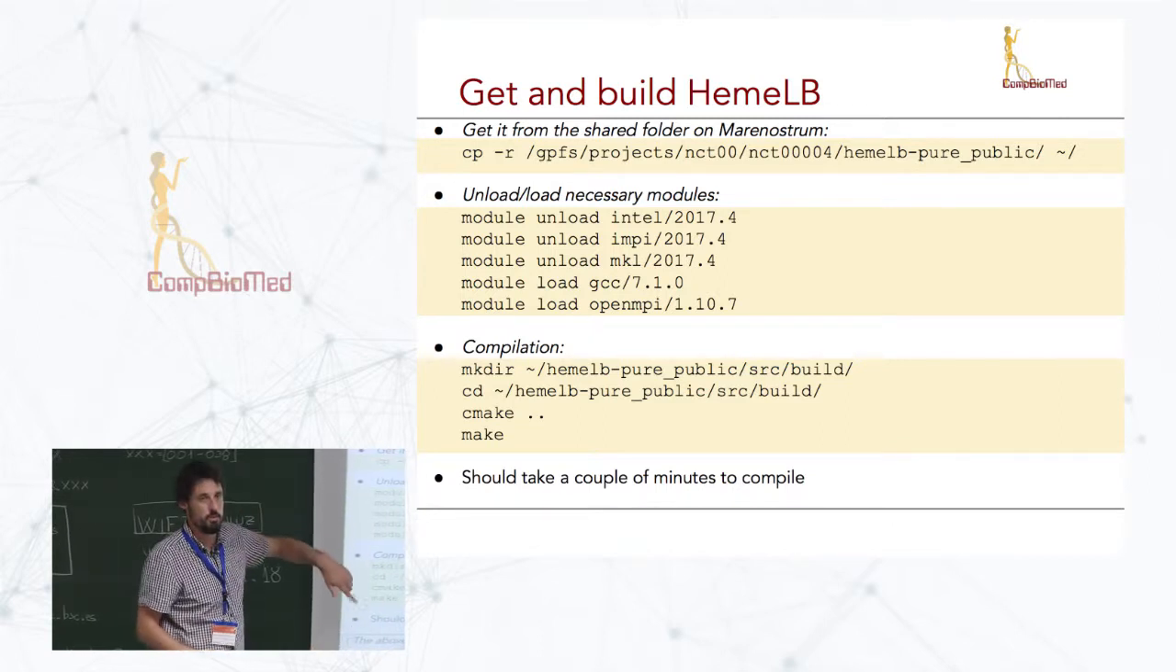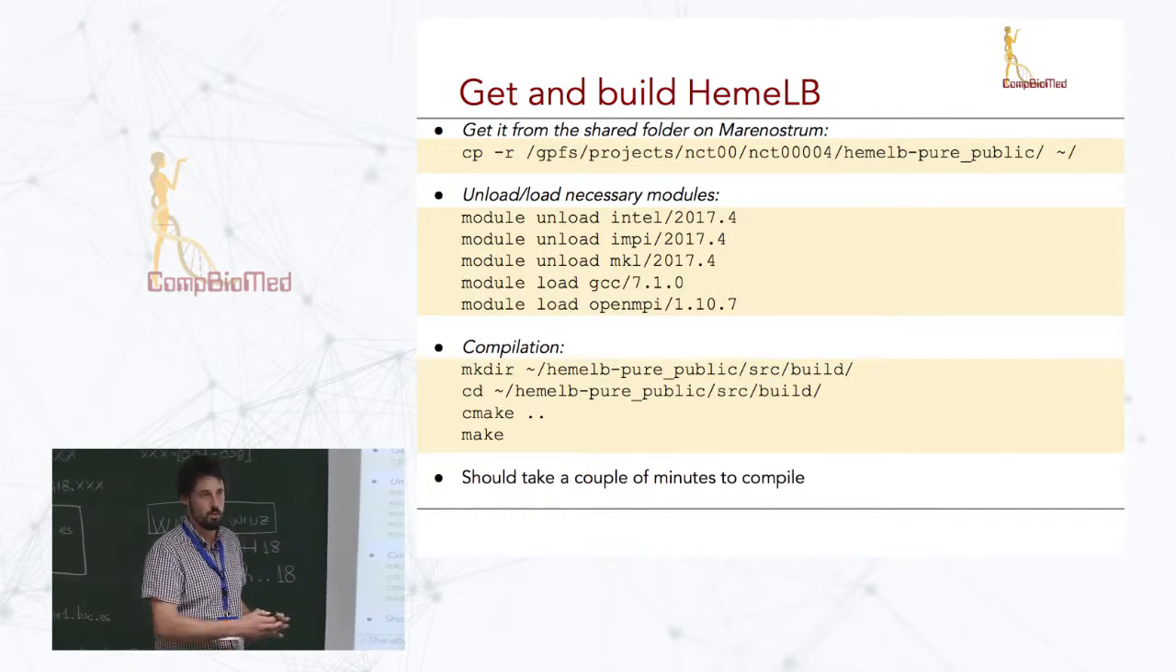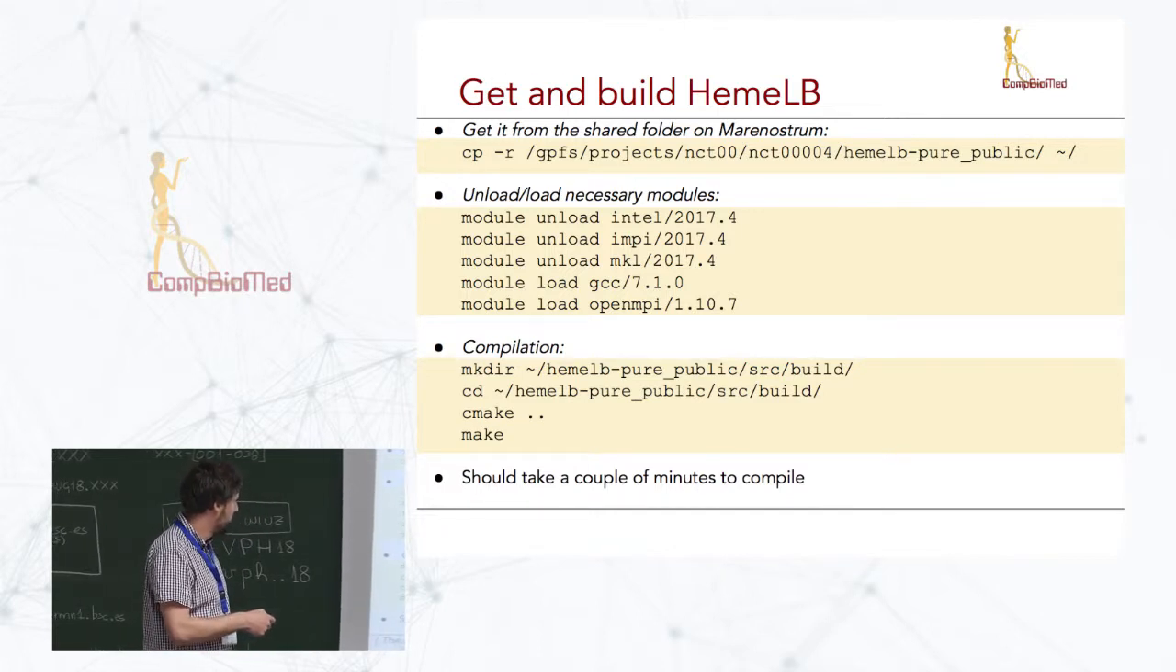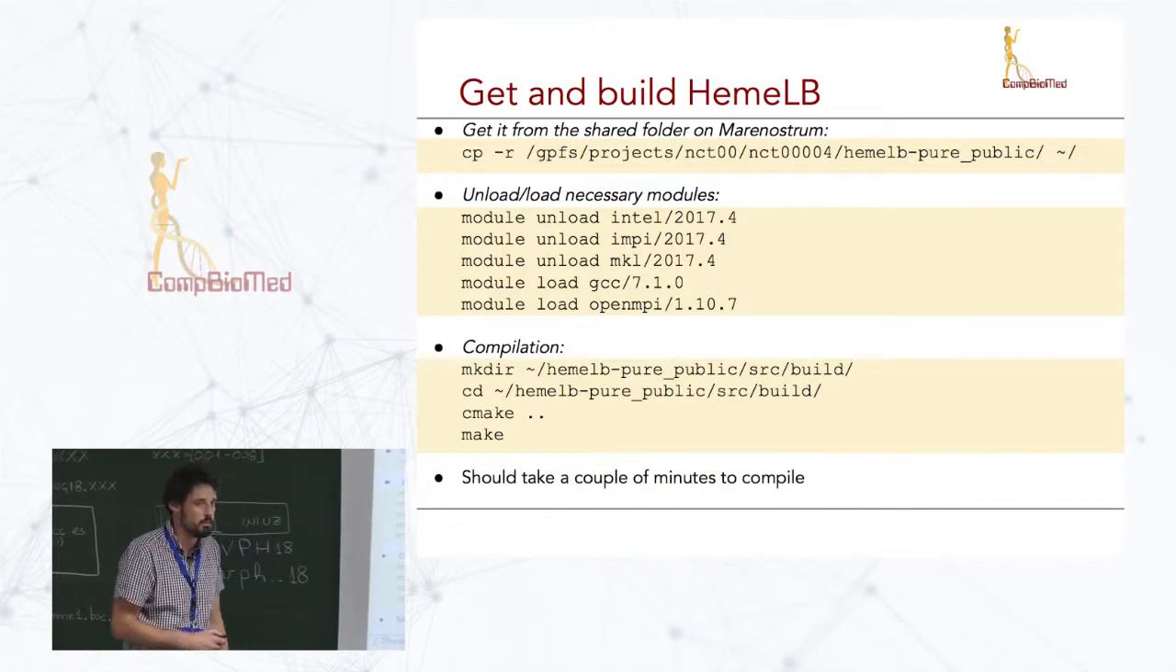So first go onto Mare Nostrum, into your home folder. If you're already SSH'd in, just type cd tilde, and you'll go to the root of your home folder. And then, if possible, type in this horrifying thing here. This is my shared project. So you should be able to get this folder. This whole command copies the HemeLB folder into your home directory, so you can compile it.